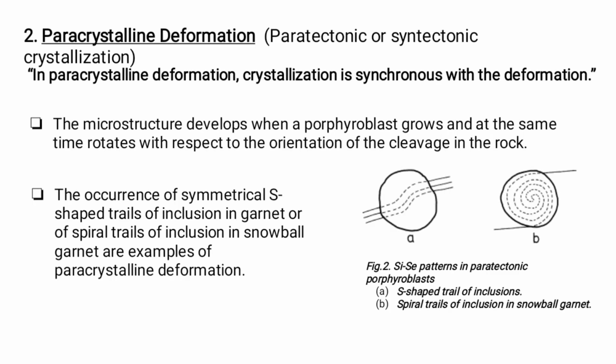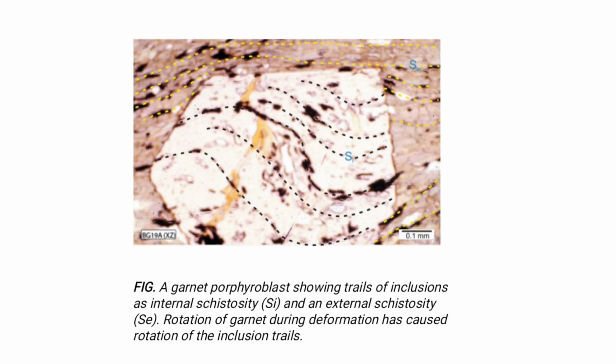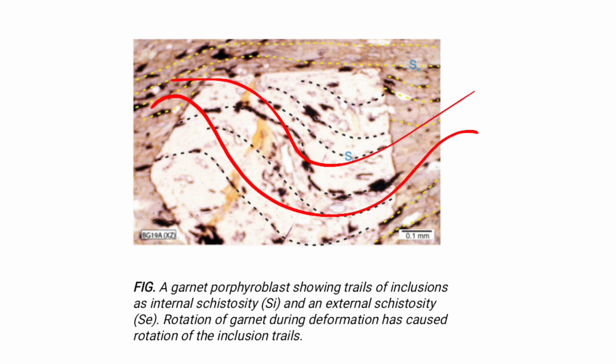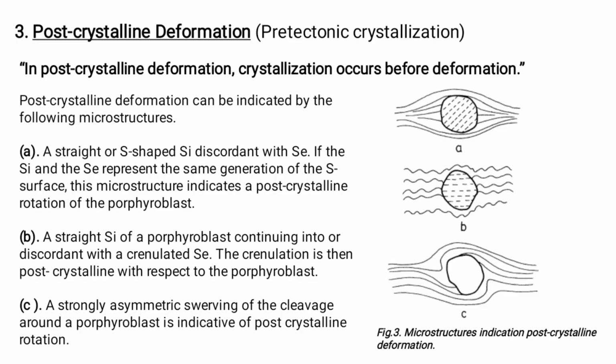Okay, we will continue. In paracrystalline, the porphyroblasts grow and at the same time rotate with respect to the orientation. They are synchronous, going hand in hand. See, it's deformation also. Okay, and in post-crystalline, everything gets changed, where the straight Si is discordant with Se.